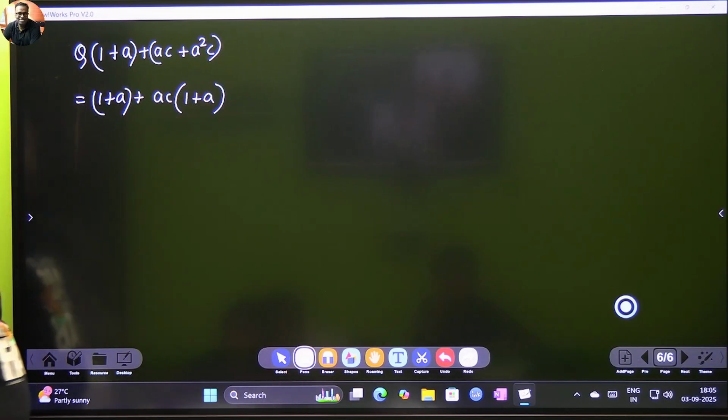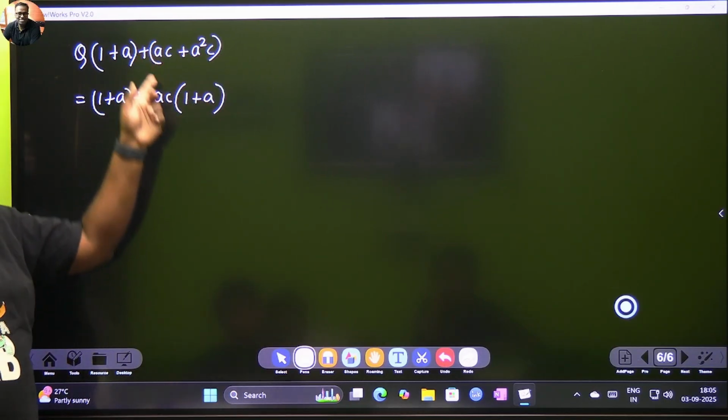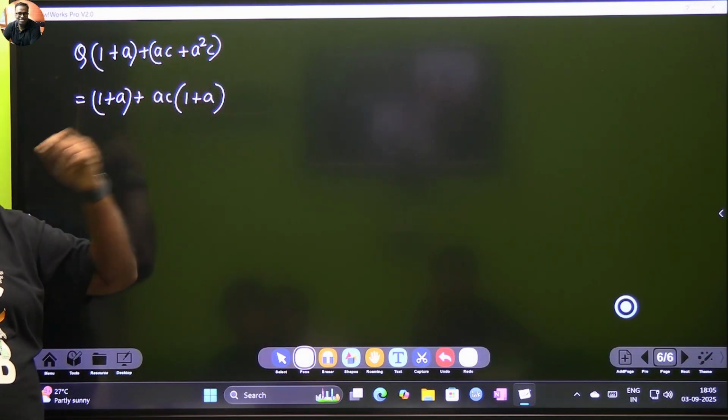Shreyas, did you understand this? AC into 1 is AC. AC into A is A square C.